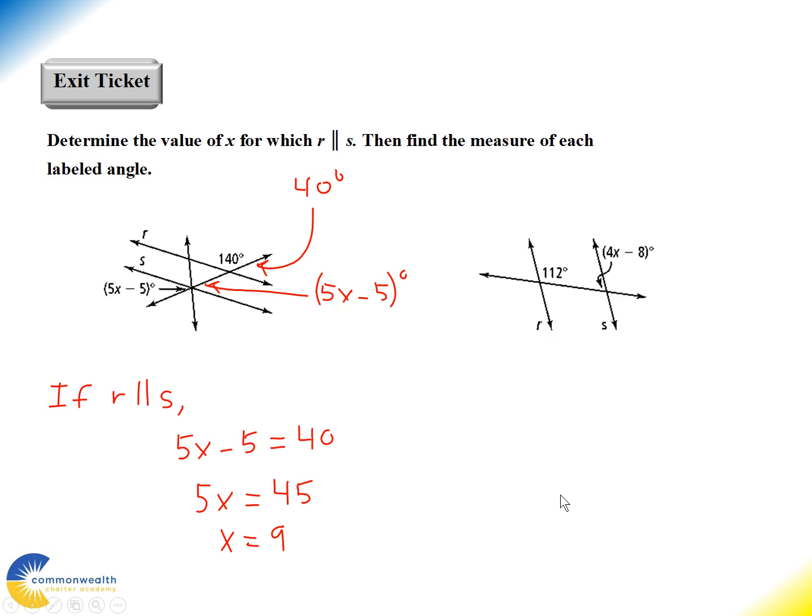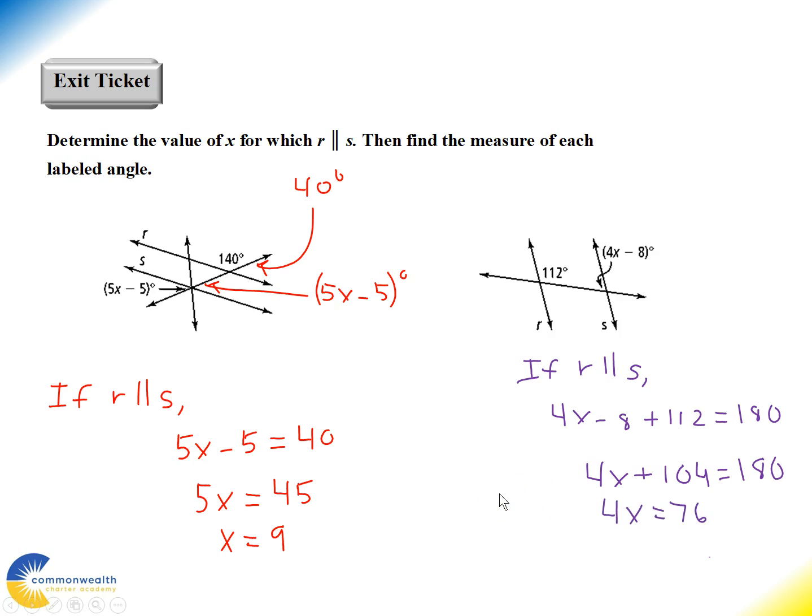For the next one, it's not as complicated a figure, but if I want R to be parallel to S, I have the 112-degree angle and the other angle, 4x minus 8. Those happen to be same-side interior angles, and as we know, if I have parallel lines, same-side interior angles need to be supplementary. So for this to be parallel, 4x minus 8 plus 112 should total 180, which means 4x plus 104 should total 180. If I subtract 104 from both sides, I get that 4x equals 76, and then dividing both sides by 4, I get that x equals 19.